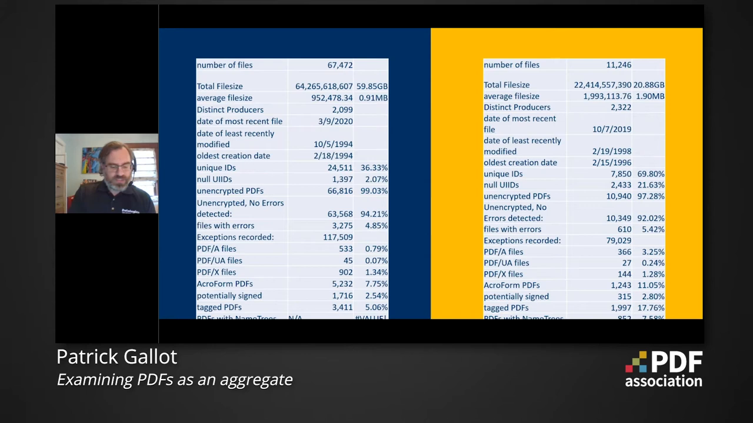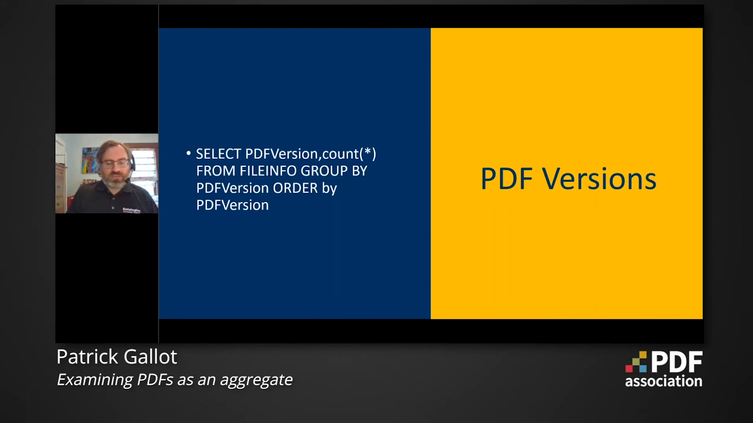In the charts that follow, the internal corpora will be colored orange and the external corpora will be colored blue. We're next going to look at the distribution of PDF versions among these two file sets by using this query for both databases. Every PDF has an entry in file info with a PDF version column, which we are grouping together and counting how many of each we have.